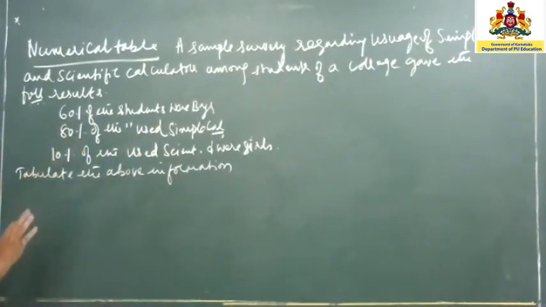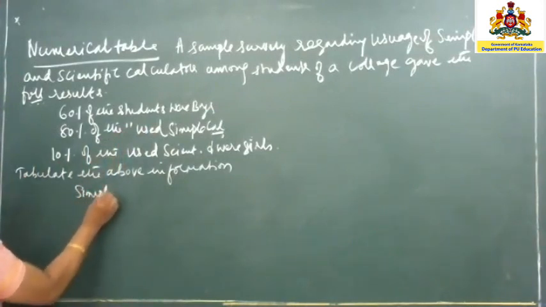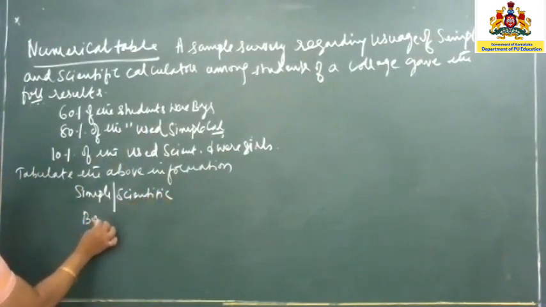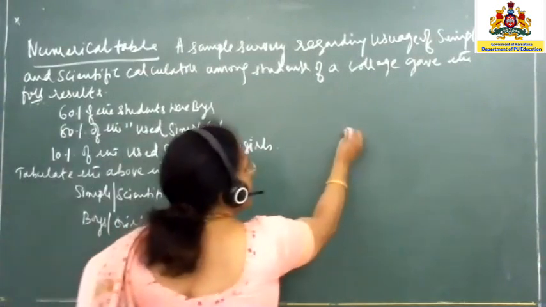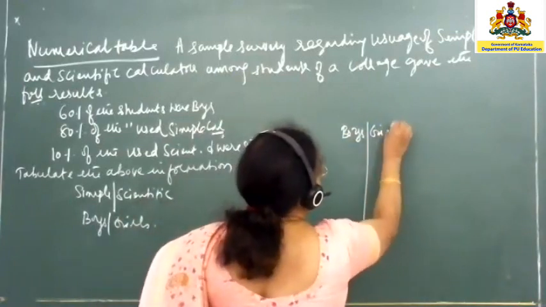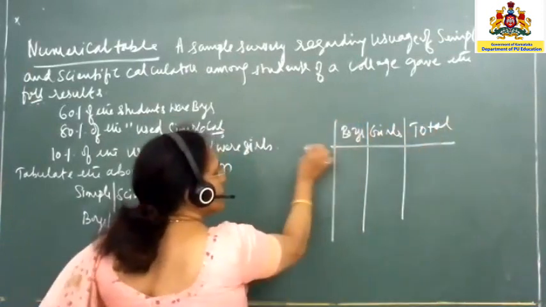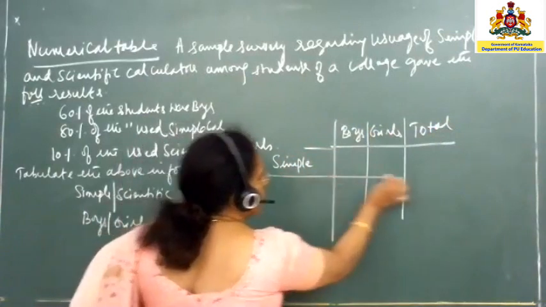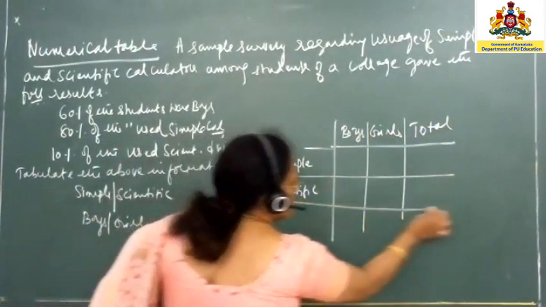Now, first and foremost thing is, you have to identify the characteristic. Two things are there. One is usage of simple and scientific calculator. Another one is you have boys and girls. That's a very easy problem. Now you will have to put it like this. See, I can write it here. So this is boys, this is girls. So next we will have the total. One characteristic I have written column wise. Another one: this is simple calculator. Another one is scientific calculator. This is total.